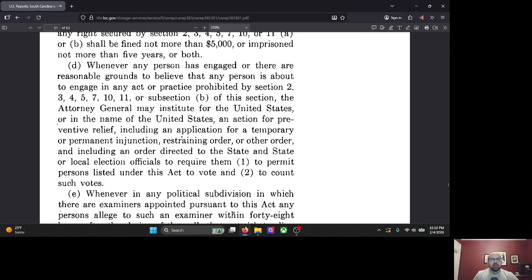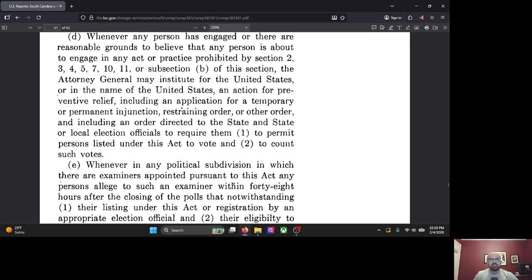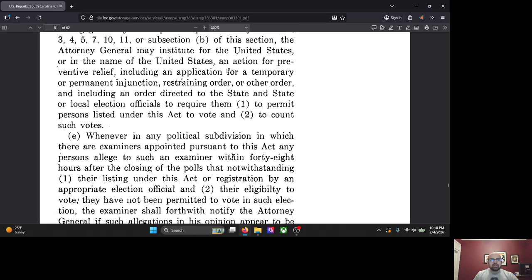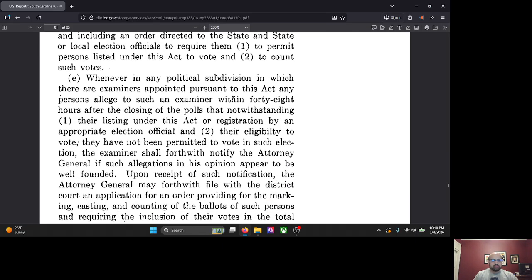D. Whenever any person has engaged, or there are reasonable grounds to believe that any person is about to engage in any act or practice prohibited by section 2, 3, 4, 5, 7, 10, 11, or subsection B of this section, the Attorney General may institute for the United States, or in the name of the United States, an action for preventative relief, including an application for a temporary or permanent injunction, restraining order, or other order, and including an order directed to the state and state or local election officials to require them 1. To permit persons listed under this act to vote, and 2. To count such votes.